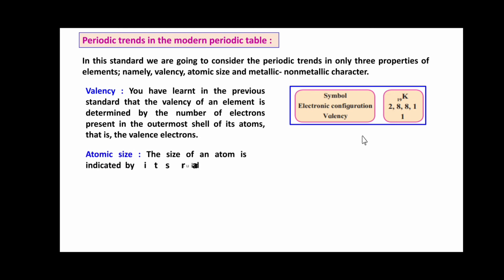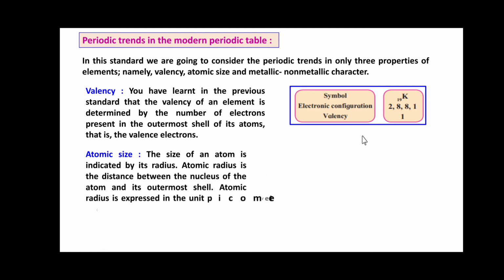The second is the atomic size. You have seen in the previous standards that the size or the volume is a fundamental property of matter. The size of an atom is indicated by its radius. Atomic radius is the distance between the nucleus of the atom and its outermost cell. Atomic radius is expressed in the unit picometer (pm), which is smaller than the nanometer. You know that 1 picometer is 10 to the power minus 12 meter and a nanometer means 1 into 10 to the power minus 9 meter. Some elements and their atomic radii are shown here.